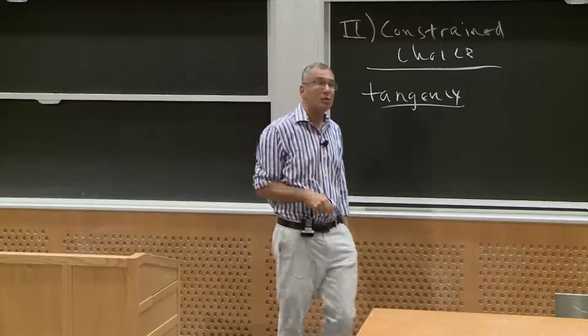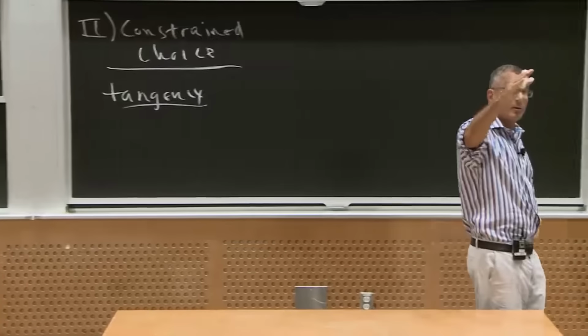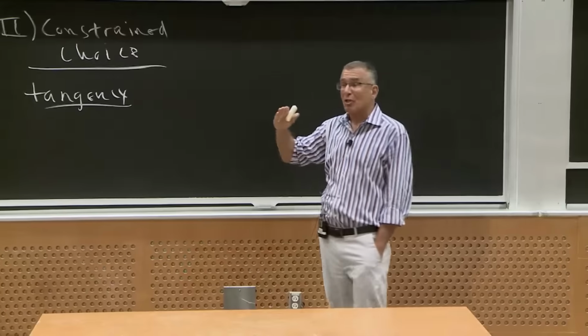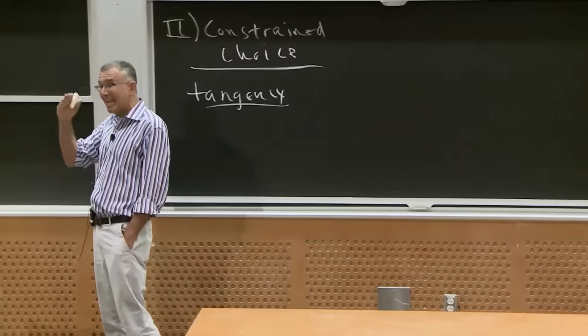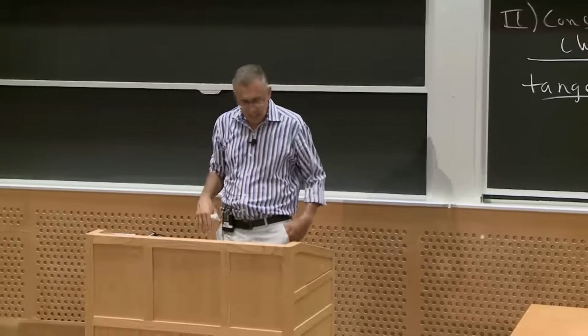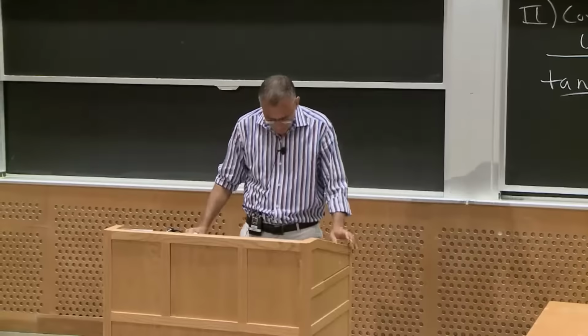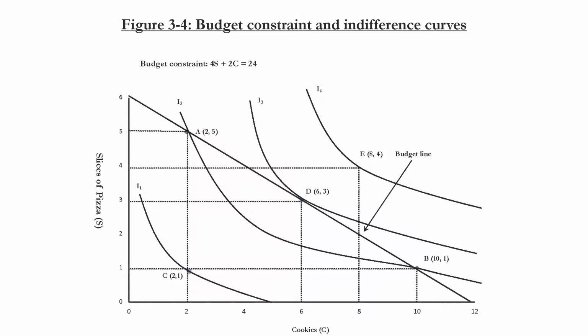And the intuition is just what this gentleman said. Higher indifference curves are better. You can only go as far as your budget constraint. Therefore, the best possible choice is when the indifference curve is tangent to the budget constraint. That's the furthest out you can get. And we can see this in figure 3.4. Figure 3.4 is our first example of making a constrained choice decision.